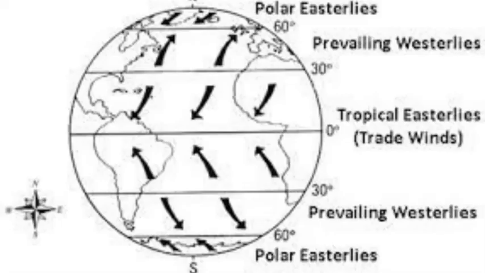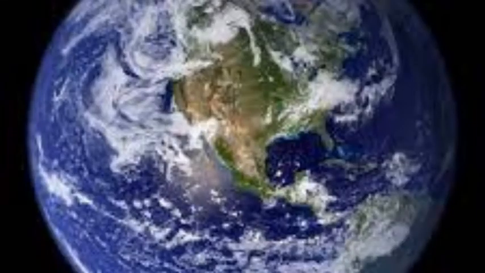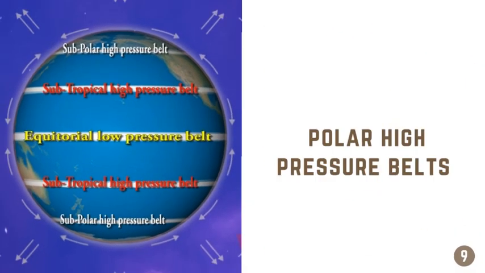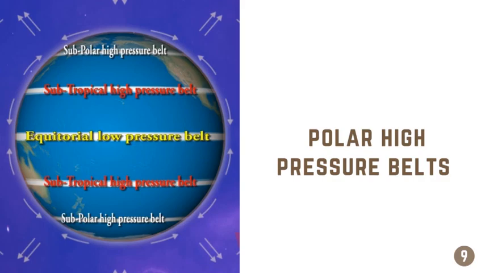In the polar high pressure belt in the north, winds that flow downward into the temperate low pressure belt are called northern easterlies, while in the southern hemisphere, winds that flow from there to the southern hemisphere temperate low pressure belt are called southern easterlies.